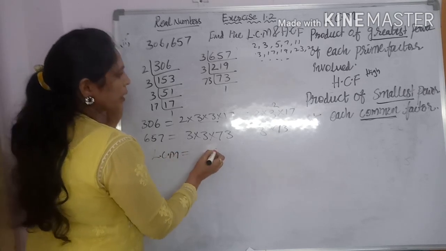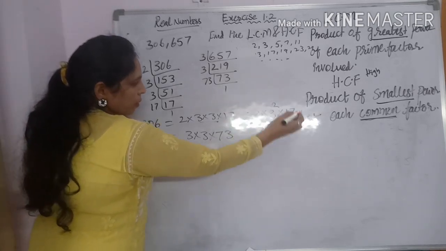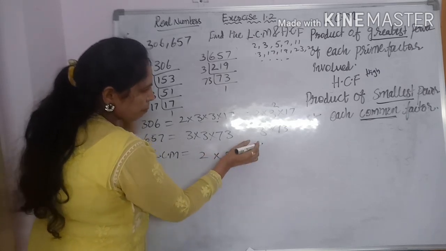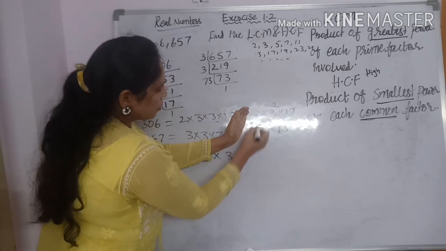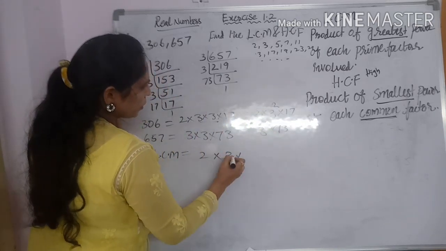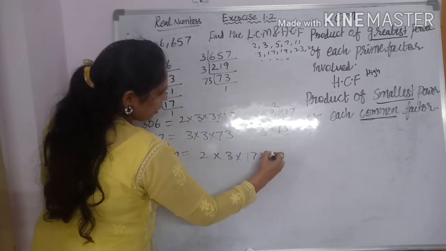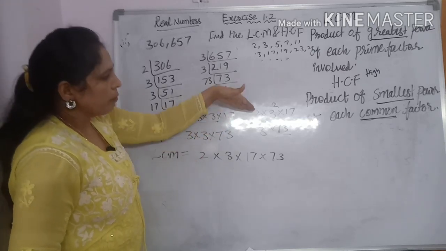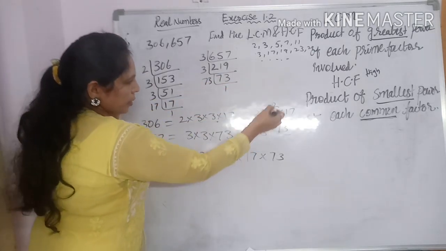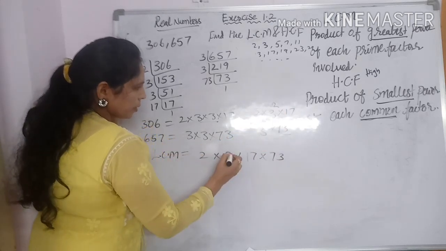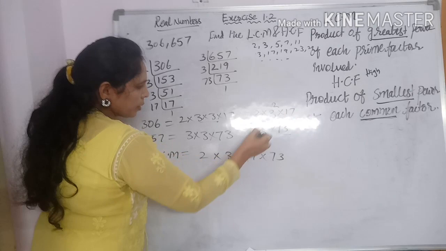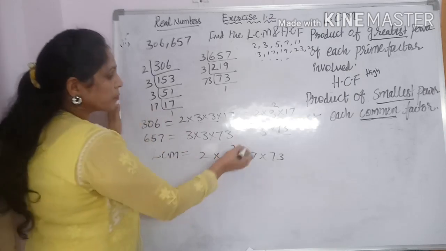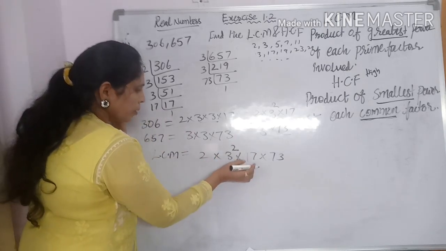How can we find LCM? For LCM we should write all prime factors. 2 into 3 into 17 and 73, how many prime numbers are there? 2, 3, 17 and 73. We should take the greatest power of these prime factors. Among these, the greatest power is the same: in this 3 square, in this also 3 square. You can write 3 square, the greatest power. So multiply and you will get the answer.